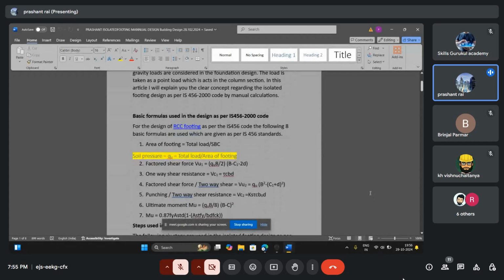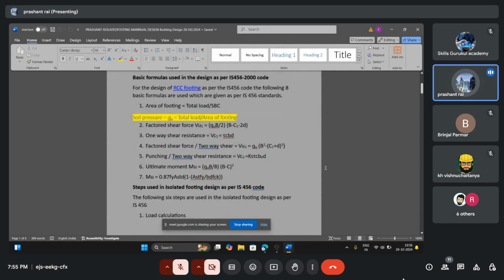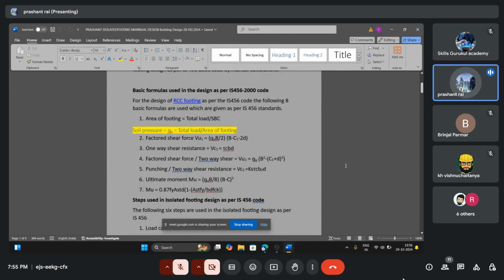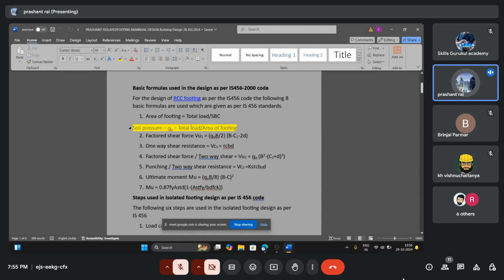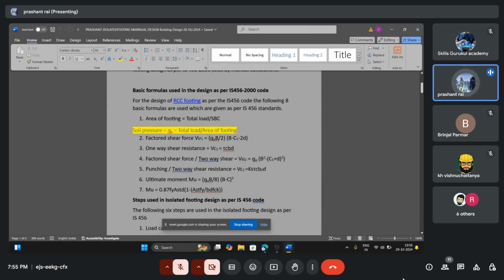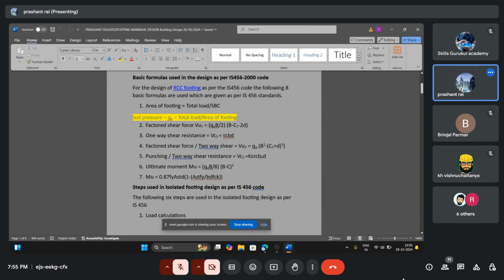So here we are. The basic formulas used for RCC footing design. First is the area of footing. How can we decide the area of footing, the size of footing? It is the total load coming from the column, from top to bottom, divided by the soil bearing capacity. Soil bearing capacity may be 150, 180, 100.